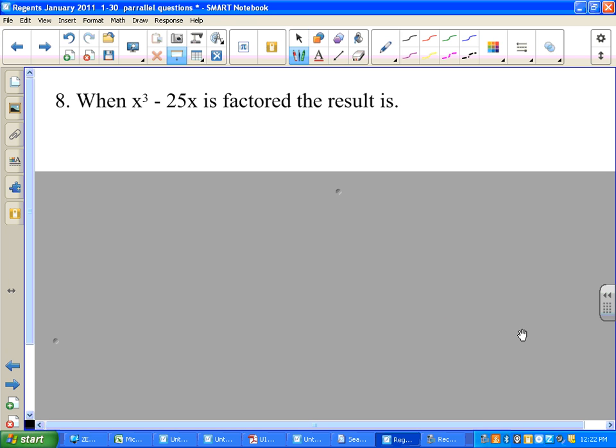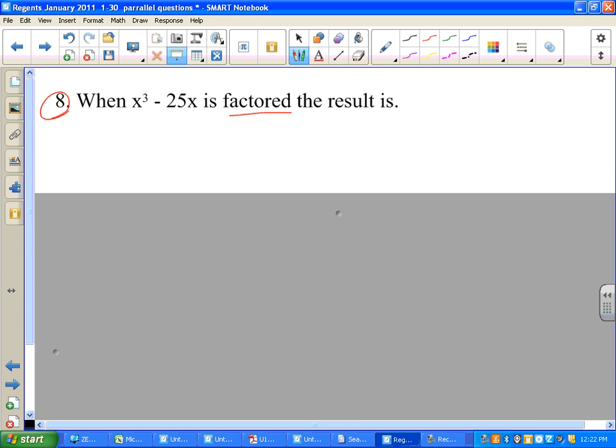Bryce, and we're working on the January 2011 Integrated Algebra Regents. We're starting at number 8 of the part 1s, which are multiple choice questions. These are parallel questions. They're not exactly the same questions. So if you're working in the green book, question number 8 is similar to this one, but not exactly the same. When x cubed minus 25x is factored, the result is... I cover up the choices.